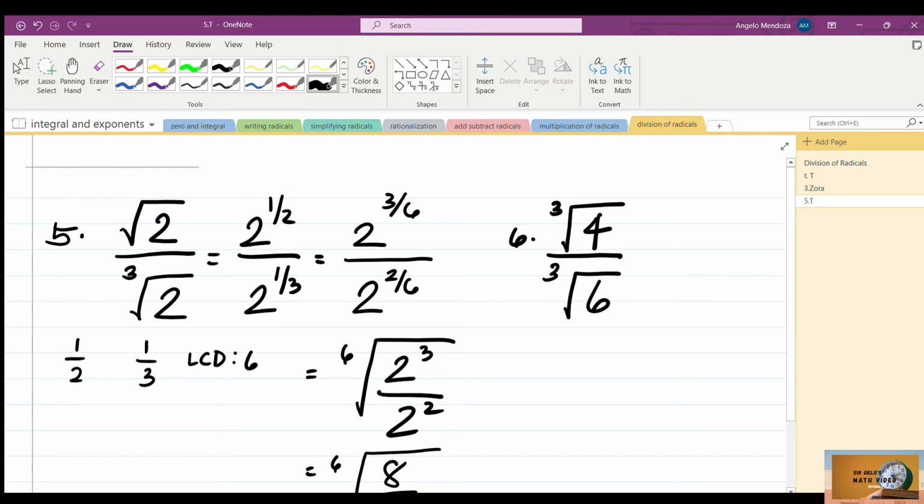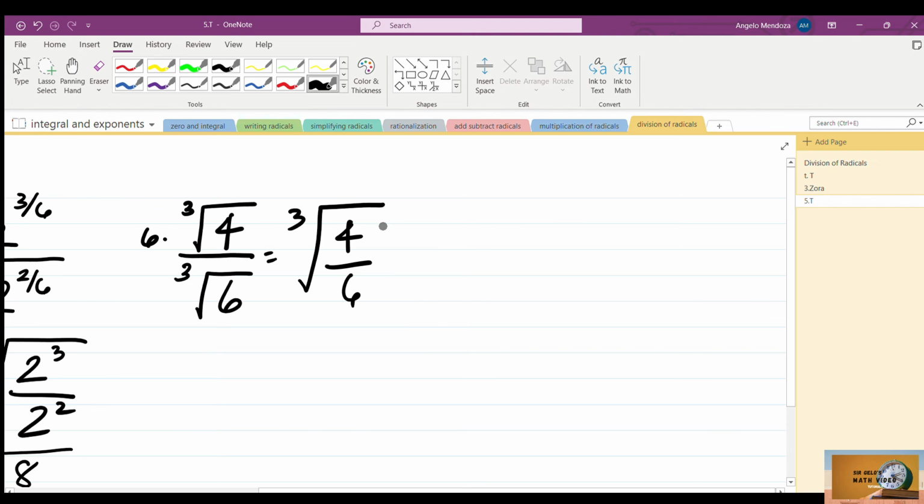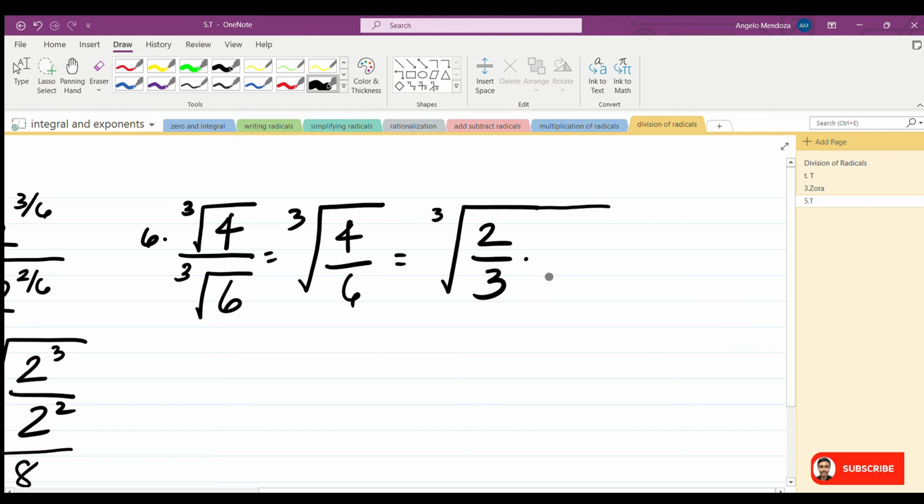Okay, next, our last number, we have the cube root of 4 divided by cube root of 6. So here we can rewrite this, since they share the same index, as the cube root of 4 over 6. And then we can reduce 4 over 6 to lowest terms. That's the cube root of 2 over 3. But we have to multiply the denominator by 3 squared and the numerator by 3 squared as well.